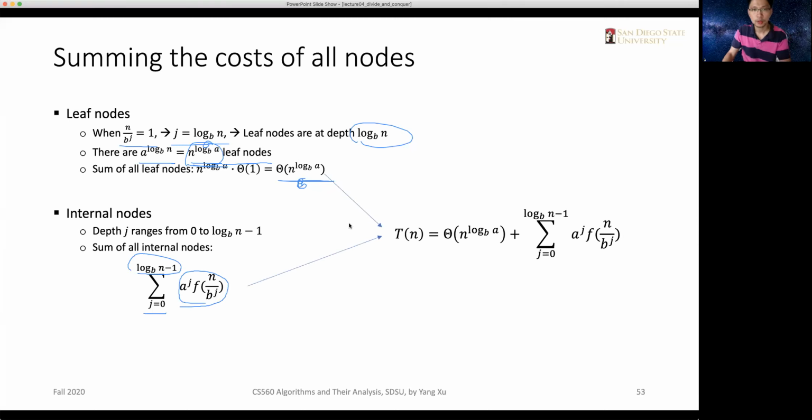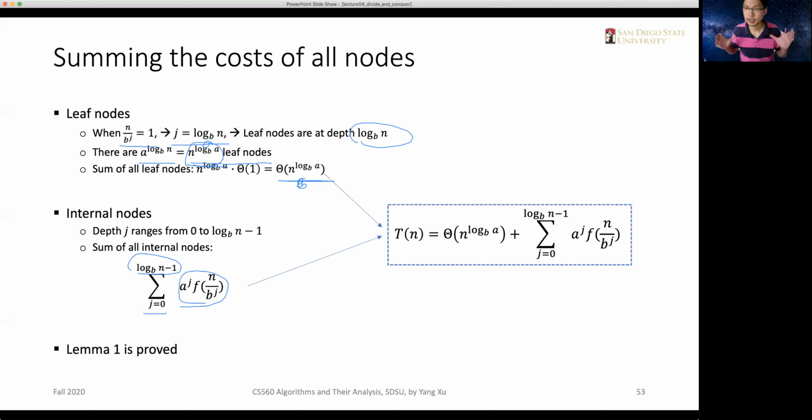So we just need to sum up these two parts, the leaf nodes part and the internal nodes part, and that gives us the solution to the recurrence. So that's lemma 1 proved. Now we've got lemma 2 to prove, because our goal is to find the upper bound of this solution T of n, right?